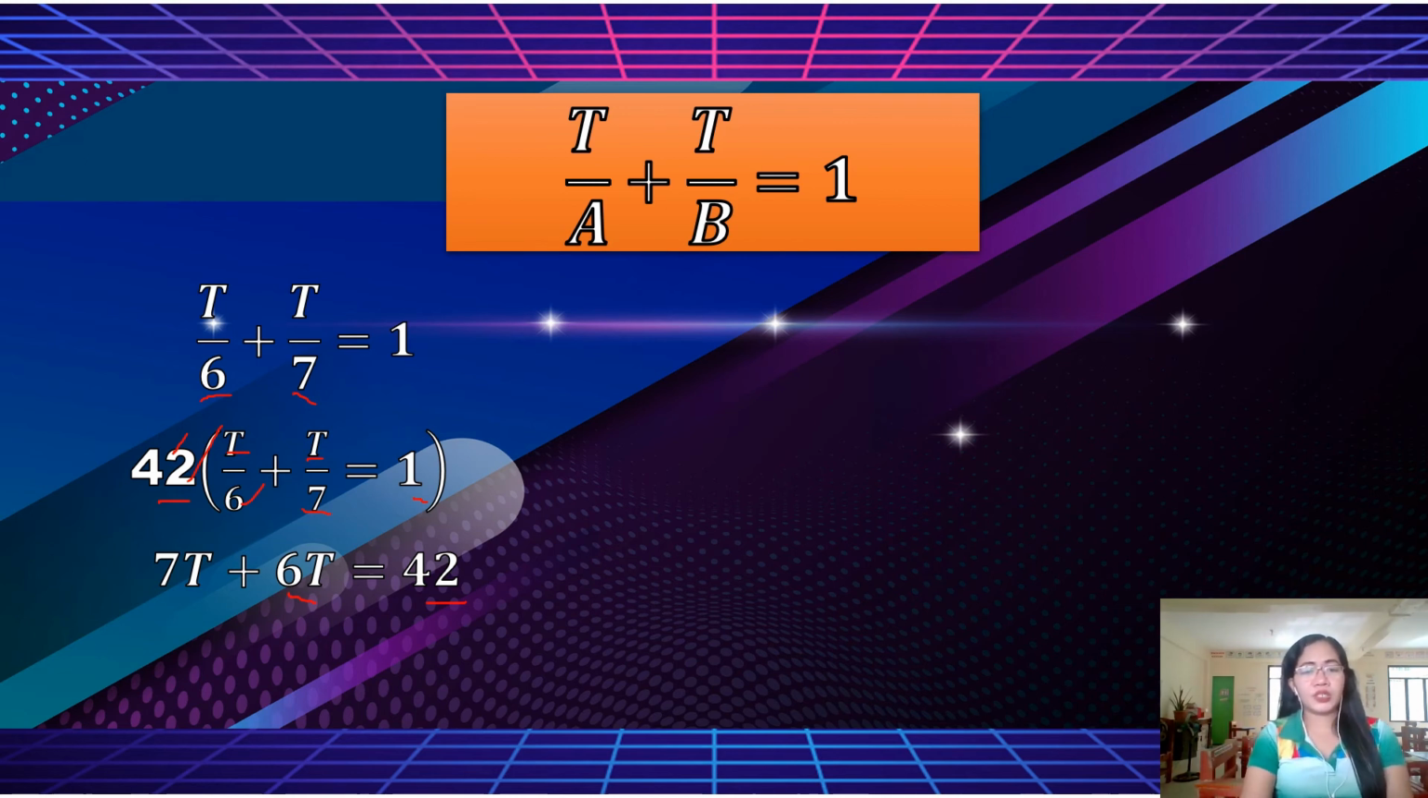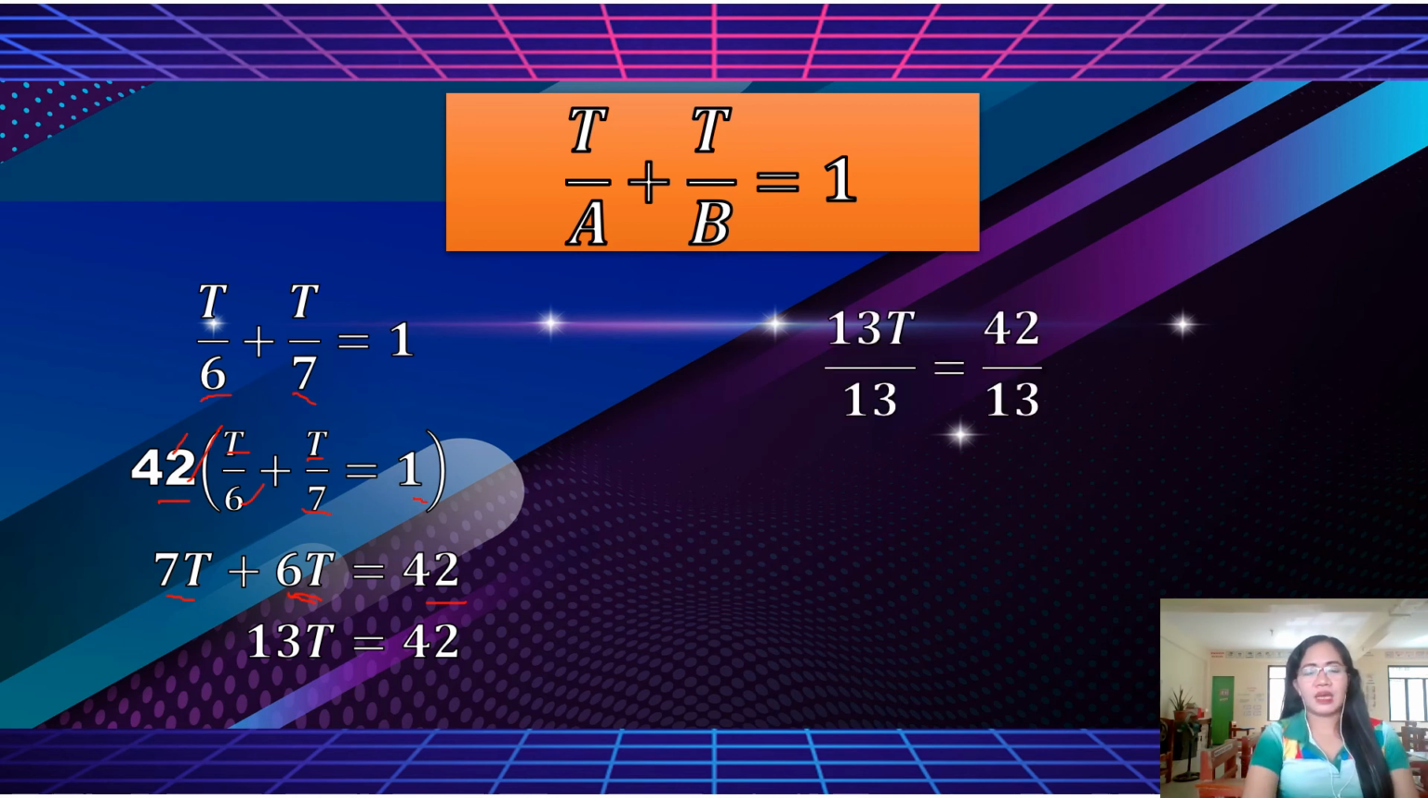Next, we're going to combine like terms. Our like terms are terms that are the same. Either they are both constants or they both have the same variable. So our same terms are 7t and 6t. So 7t plus 6t is obviously 13t equals 42. Now, we need to isolate t. How are we going to isolate t? So that only t remains and 13 is canceled. Of course, we're going to divide both sides by 13 to cancel out 13.